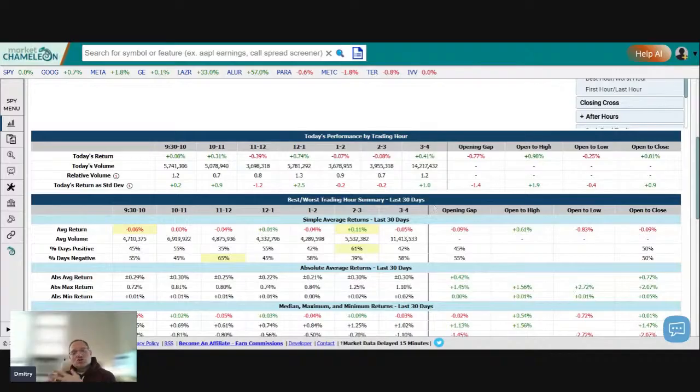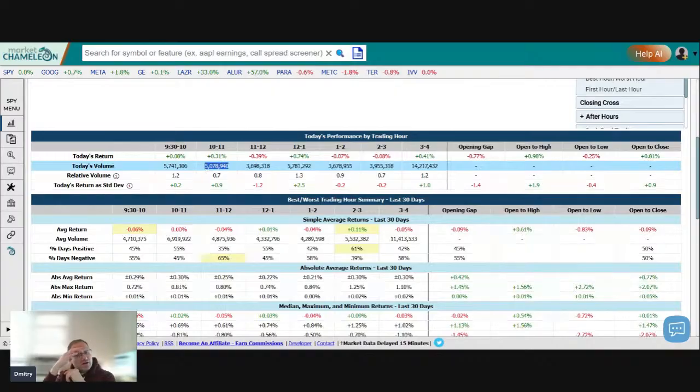And you could see a couple stats here. First, it shows us what the stock did from the beginning to the end of that time period. So from 9:30 to 10, you can see SPY is up 0.08% with a volume of 5.7 million. From 10 to 11, SPY is up 0.31% with a volume of 5.078 million. And so on. As the day goes on, these will update.